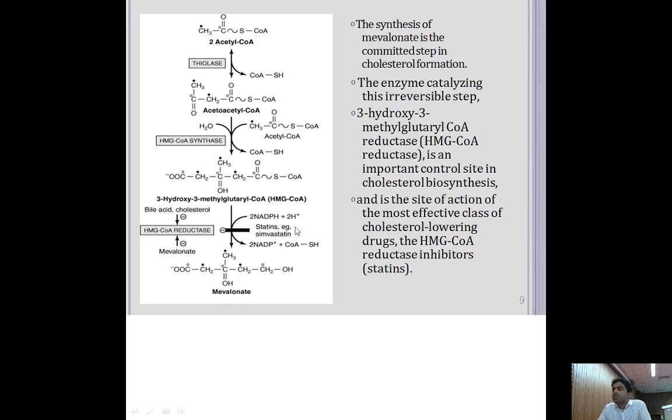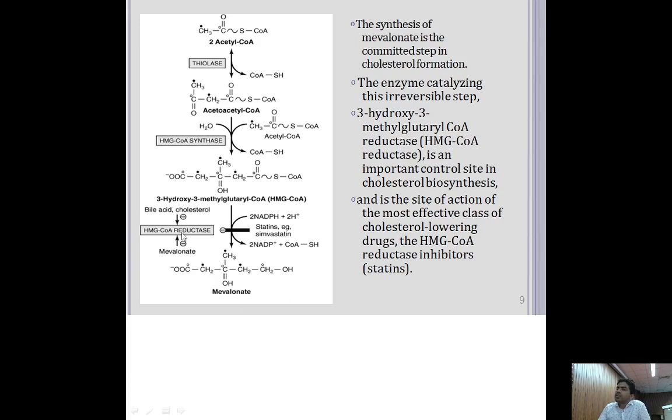So this is the regulating step. You have to know this is the most important enzyme in cholesterol biosynthesis. Most of the drugs, or the feedback inhibition, all the regulation of cholesterol synthesis happens at this stage. Acetyl coenzyme A to acetoacetyl coenzyme A, thiolase enzyme. Acetoacetyl coenzyme A forms HMG coenzyme A with the help of HMG coenzyme A synthase, and HMG coenzyme A gets converted to mevalonate with the help of the enzyme HMG coenzyme A reductase. And this is the committed step. Once mevalonate has formed, it will go on to form cholesterol.